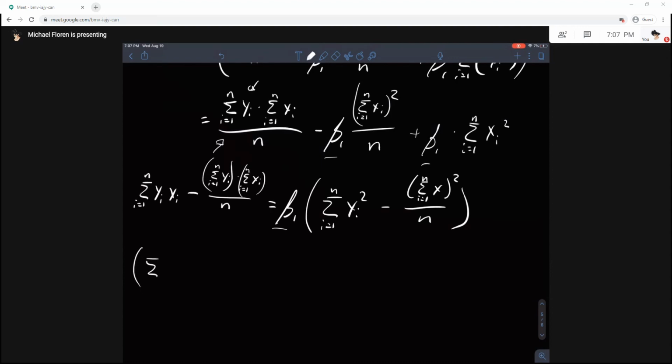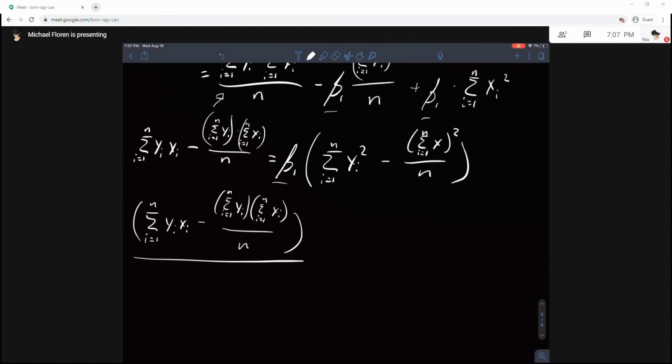So what we end up with is the sum from i equals 1 to n of y sub i x sub i minus the sum from i equals 1 to n of y sub i times the sum from i equals 1 to n of x sub i divided by n. That's all in the numerator. Now this divided by the sum of i equals 1 to n of x sub i squared minus the sum of i equals 1 to n of x sub i quantity squared divided by n.